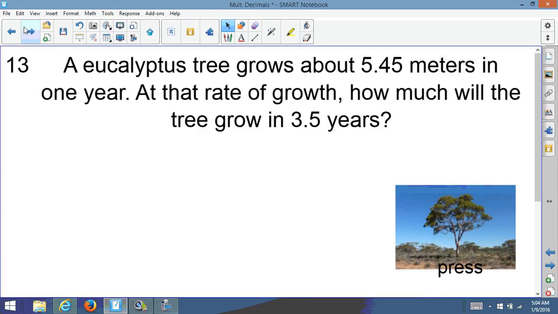So it's good examples that we're doing. Here's a real life example about a eucalyptus tree. It grows about 5.45 meters in 1 year. At that rate of growth, how much will the tree grow in 3.5 years? So look at what's going on. It increased from 1 year to 3.5 times as many years of growth. So see if you can multiply your way into success.